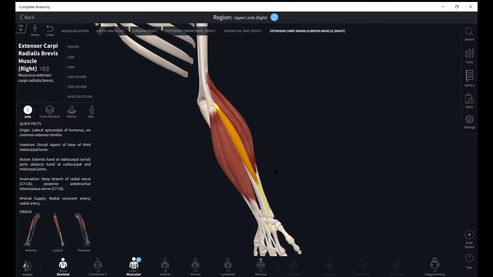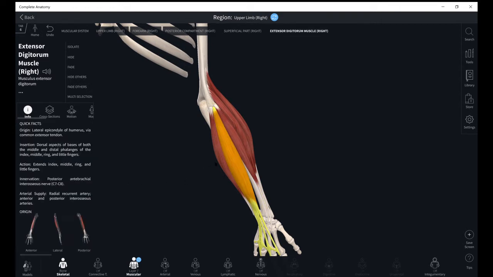Its action, again, extending the hand at the radiocarpal joints or the wrist and abducting the hand at the radiocarpal and midcarpal joints. Innervation here is the deep branch of the radial nerve, C7, C8, and the posterior interosseous nerve. Move further laterally. Now we're at the extensor digitorum.